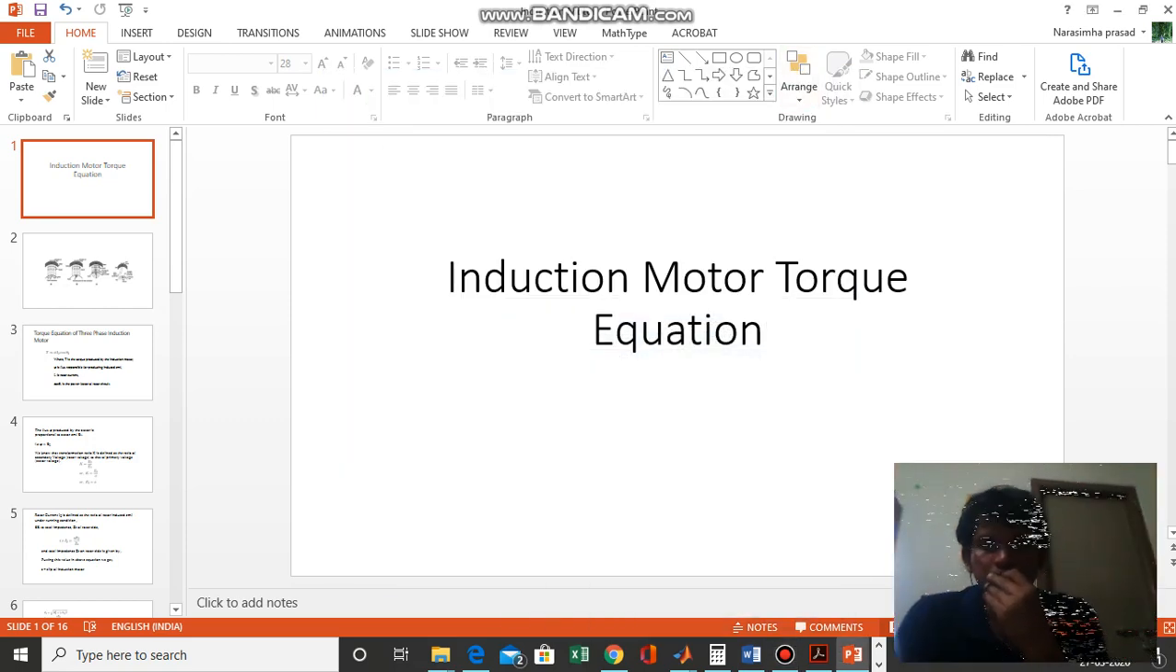Good morning. Today we are going to discuss the induction motor torque equation. First of all, see how this induction motor starts rotating.